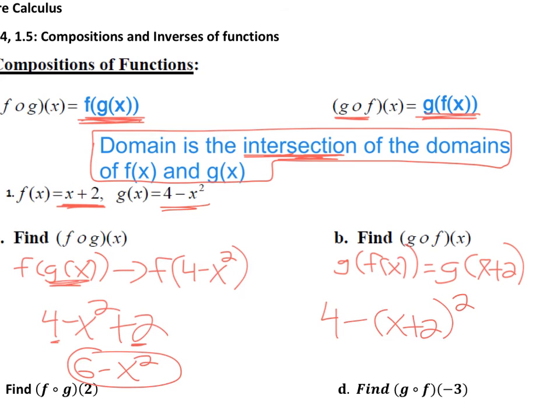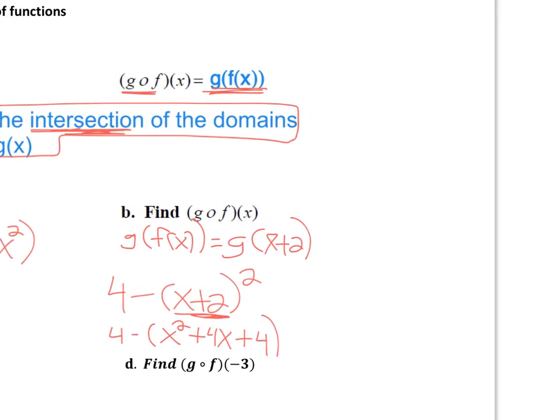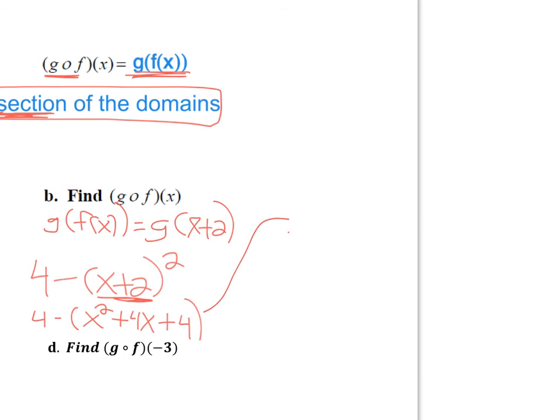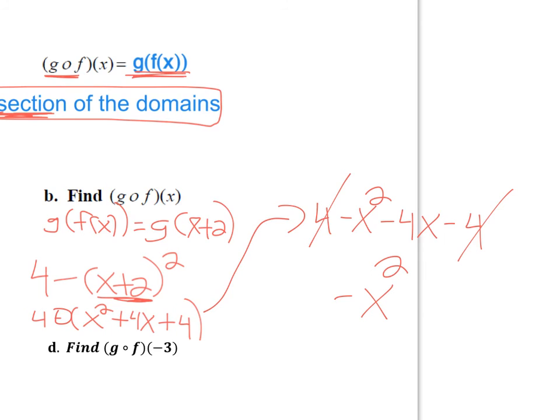Now if I square that binomial, I get 3 terms. I get x squared. The product in here is 2x. If I double it, I get 4x. And then I square this, so 2 squared is 4. And then I just want to distribute the negative. I'm going to move over here so we have more space. If I distribute this negative, I'm going to have 4 minus x squared minus 4x minus 4. Just combine your like terms. Then the 4's cancel, so we're left with negative x squared minus 4x.